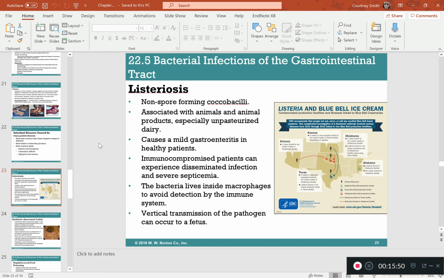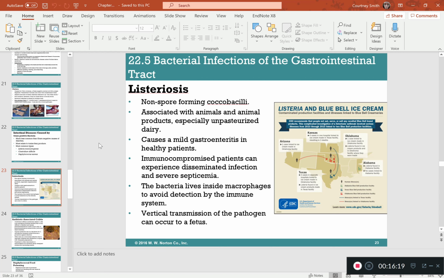The way that he does cause issue is the fact that he can live inside our macrophages, and that is how he can survive. So listeriosis, that's a hallmark of him. The fact that he can live inside macrophages, that's kind of a new characteristic that we've talked about. And then also, listeriosis can actually undergo vertical transmission, meaning that it can be passed from mother to fetus. So that's another thing that's very interesting about him.